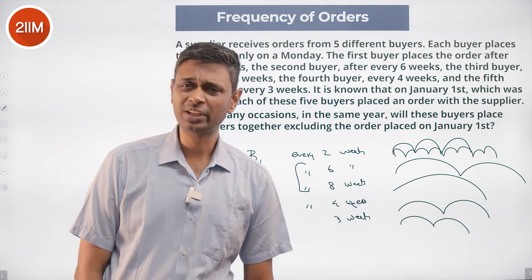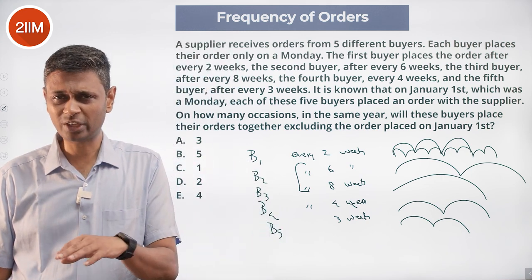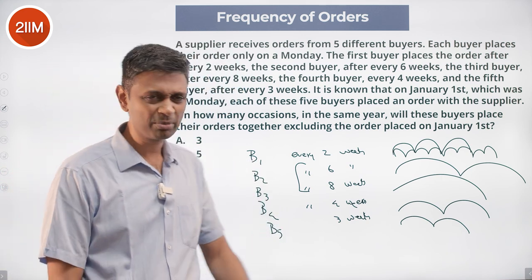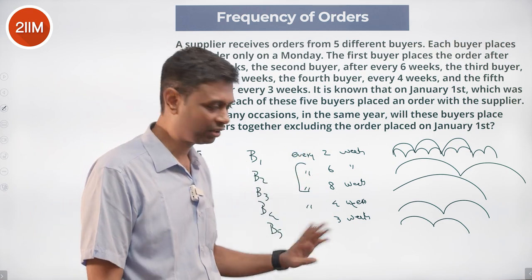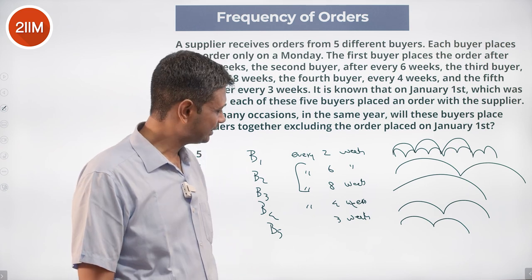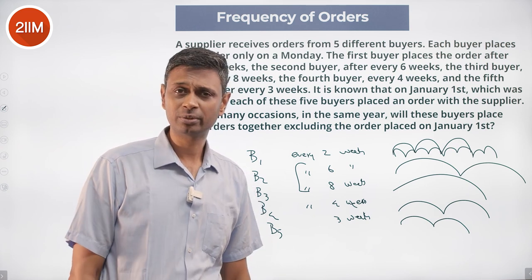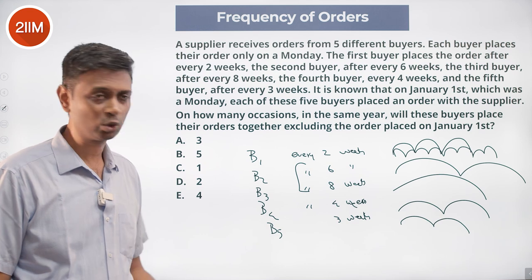6 into 8 is 48. 6 into 4 is 24. 8 into 3 is 24. LCM is 24. 24 is a multiple of 2, 6, 8, 4 and 3. Any less than that will not be a multiple of one of these. And so every 24 weeks this happens.